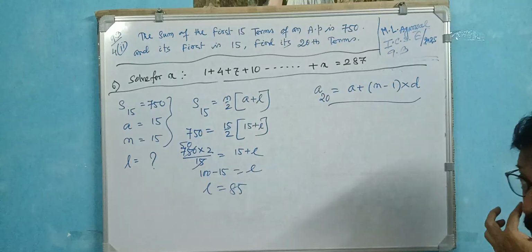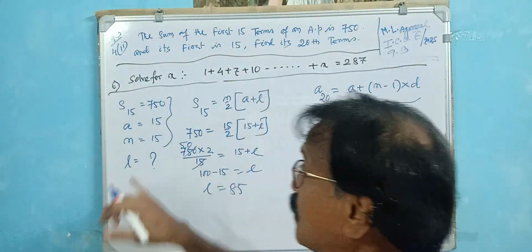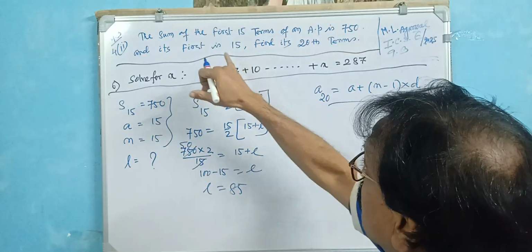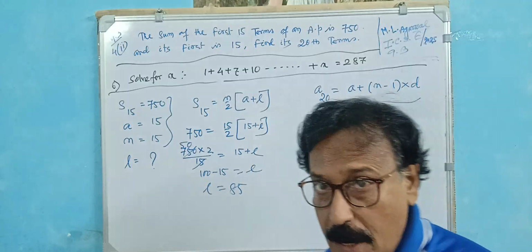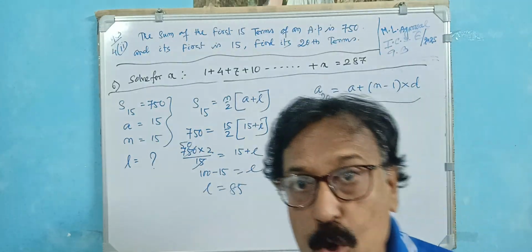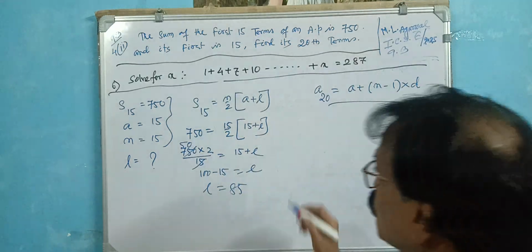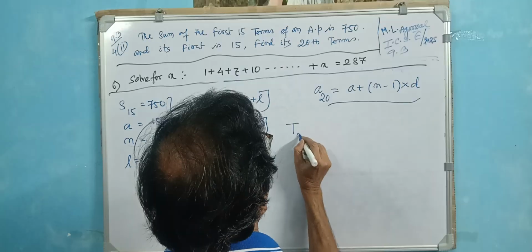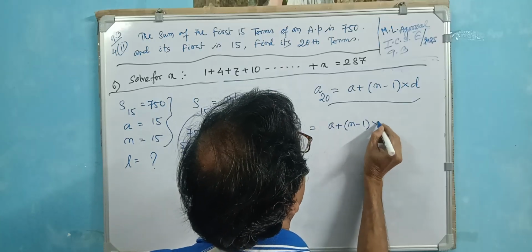That means you get the value of the last term. The number of terms is 15, the total number of terms, that is n. But L is the value of the last term. So here is the formula: Tn is equal to A plus n minus 1 into D.